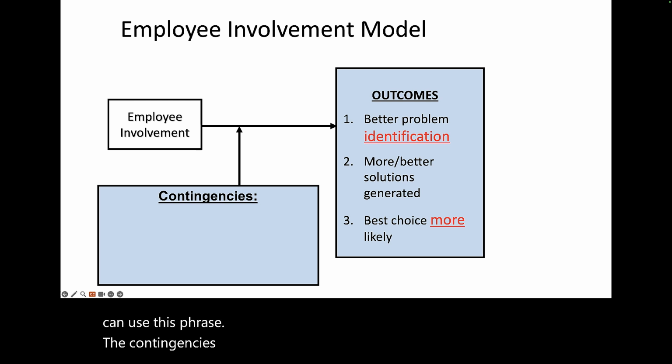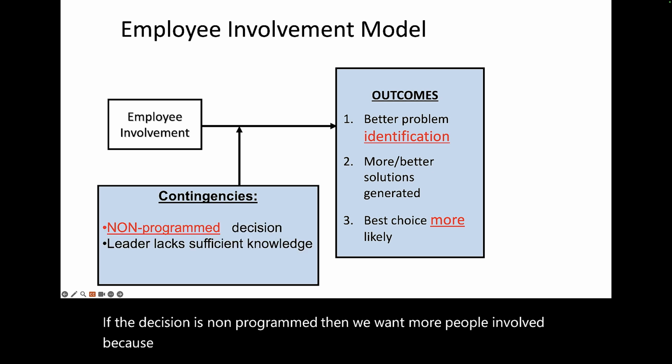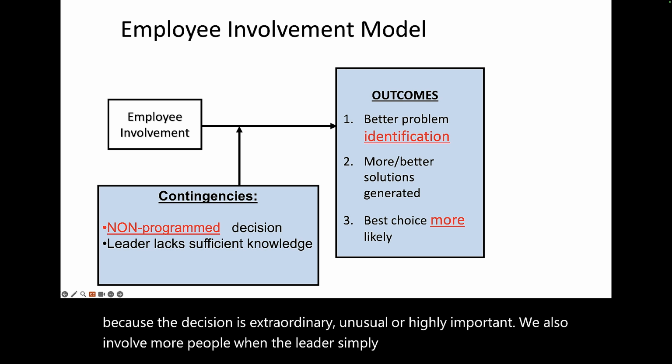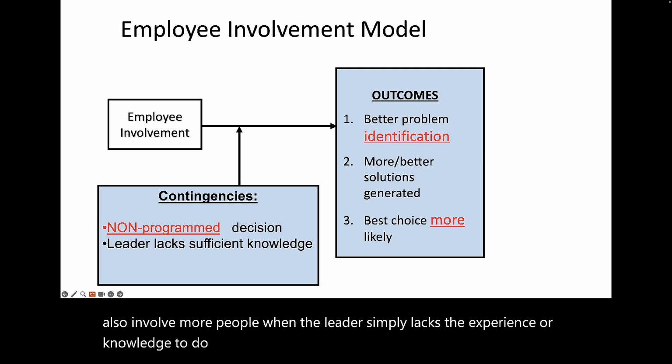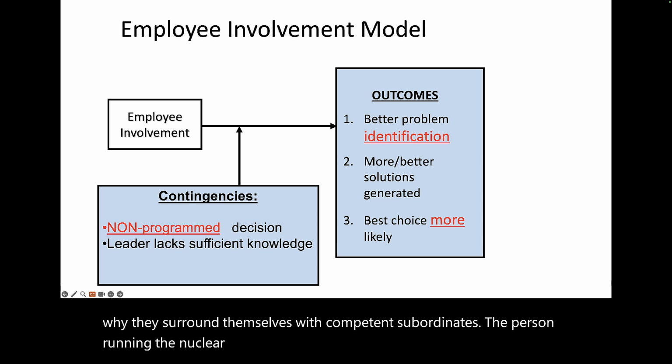especially if the decision is non-programmed, then we want more people involved because the decision is extraordinary, unusual, or highly important. We also involve more people when the leader simply lacks the experience or knowledge to do so by themselves. Leaders cannot know everything. That's why they surround themselves with competent subordinates. The person running the nuclear power generator does not have to be a nuclear physicist. They hire nuclear physicists to help them make important decisions.